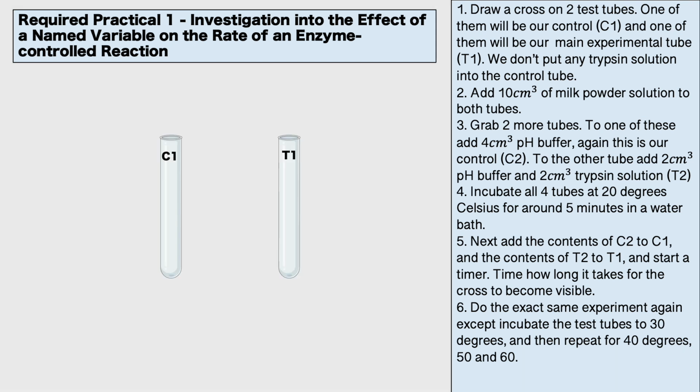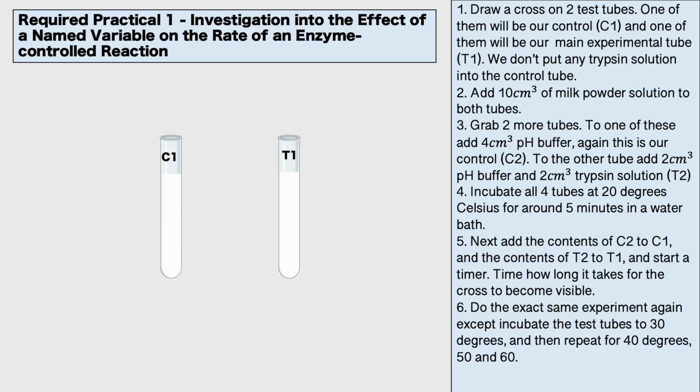We're going to start by drawing a cross on two test tubes. One of them will be our control, we're going to call that C1, and one of them will be our main experimental tube, and we're going to call that T1. We don't put any trypsin solution into the control to prove that trypsin is needed to carry out the reaction. Now to both tubes add 10 centimeters cubed of milk powder solution. Milk powder contains our substrate casein, so we need to keep the concentration of our milk powder solution the same.